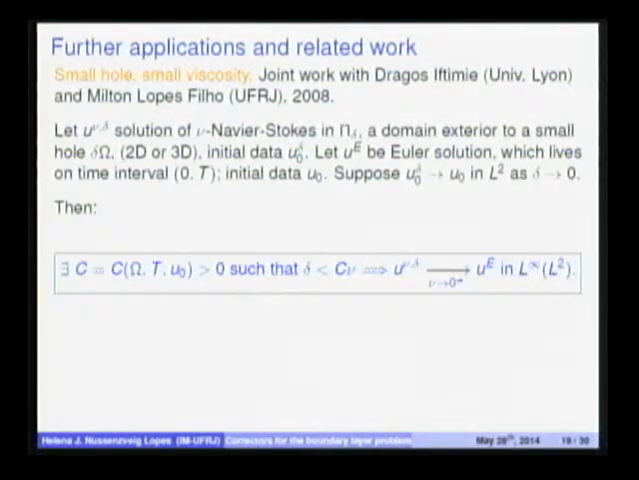Okay. Under these conditions, we prove the following theorem: you can find a constant such that if delta is sufficiently small with respect to viscosity, then u^{nu,delta}, the solution to Navier-Stokes in the exterior of delta omega, converges to the solution of Euler equations when viscosity vanishes in L infinity into L2. Okay? The proof is very closely related to the proof of the counter criterion.